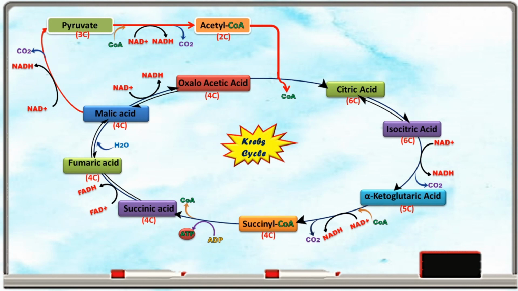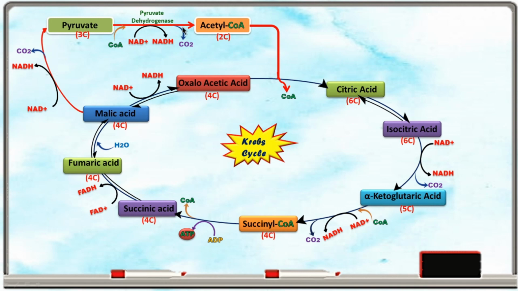So now let's discuss the Krebs cycle in an elaborative manner. At first, the pyruvate molecule, which is a 3-carbon compound produced at the end of glycolysis, is converted into acetyl-CoA in the link reaction process. It occurs with the help of the enzyme pyruvate dehydrogenase.